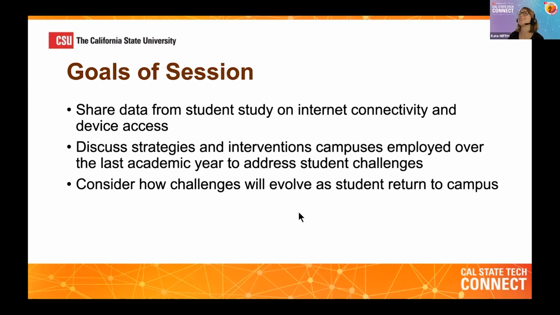Great. Okay, so today we're going to share some data from a student study that was conducted in fall 2020 on internet connectivity and device access. And we'll talk about different strategies and interventions that campuses tried. We have our three CIOs from the campuses that participated in the quantitative phase to talk about how they addressed those student challenges. And then we'll talk about what campuses are preparing for or anticipating next as we have students returning to campus and anticipate some hybrid teaching and learning moving forward.